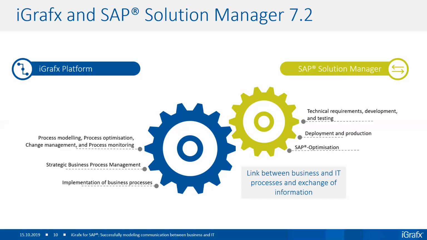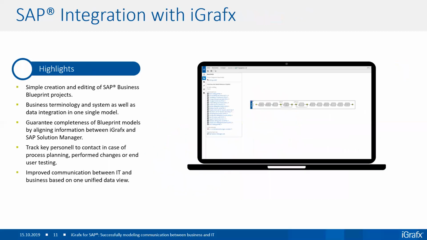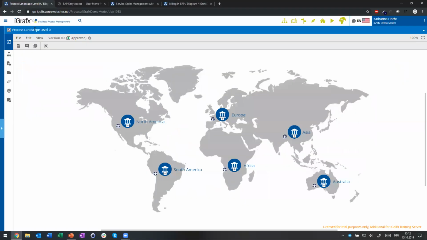So with that said, I would like to go into the iGrafx platform and show you what the SAP integration looks like. I will also highlight for you in the Solution Manager what kind of information we have there and what kind of information is transferred back into iGrafx. So for that, I'm now logged in to our iGrafx platform. And as I mentioned, the iGrafx platform is the central component that you need for doing the SAP integration.